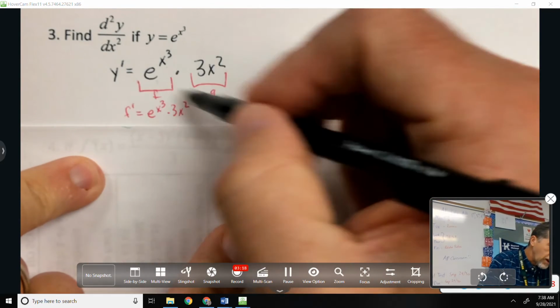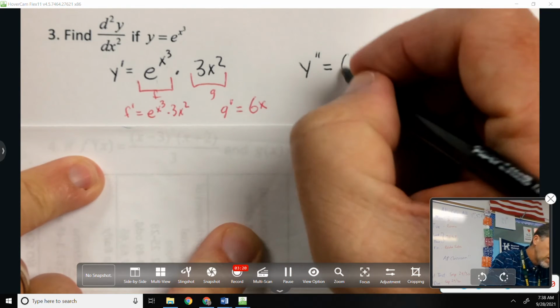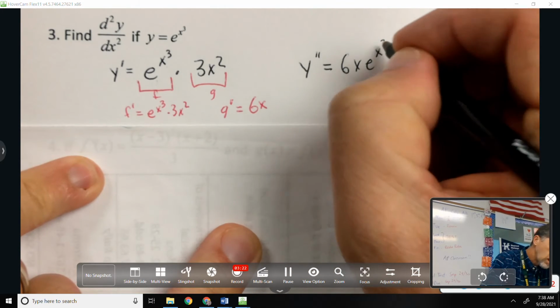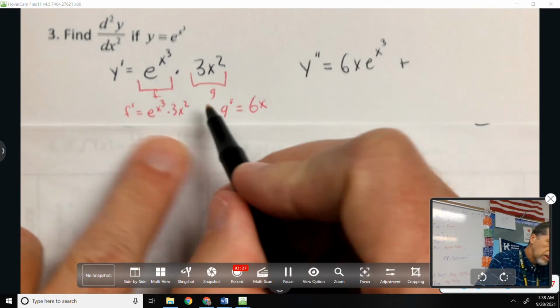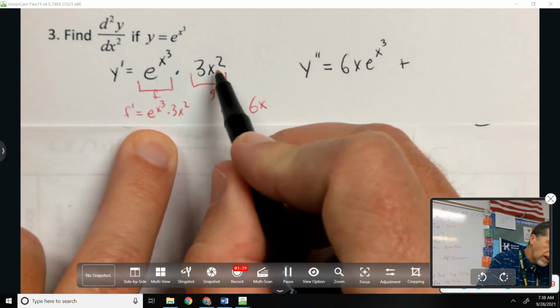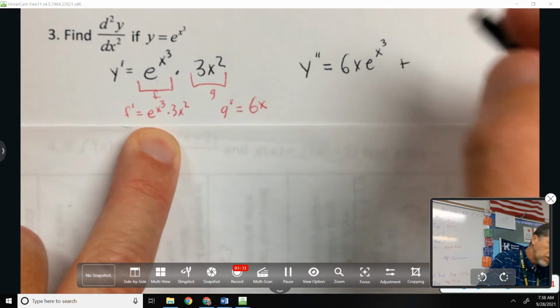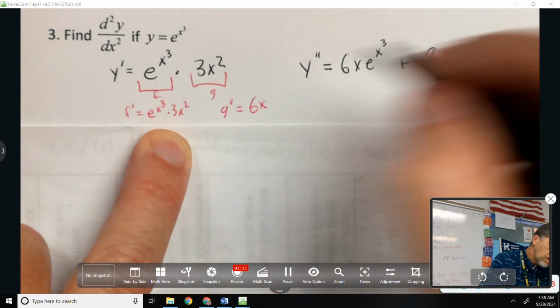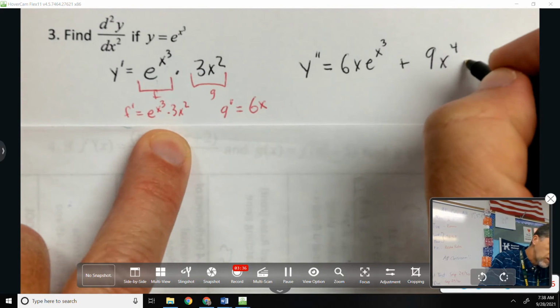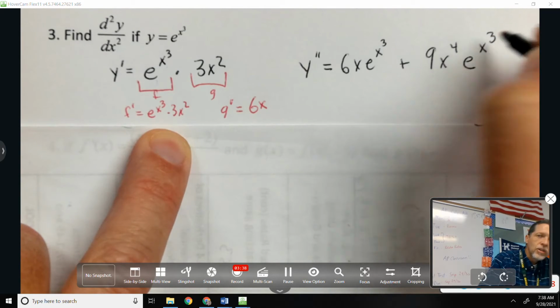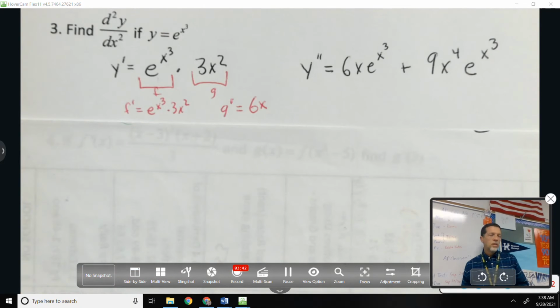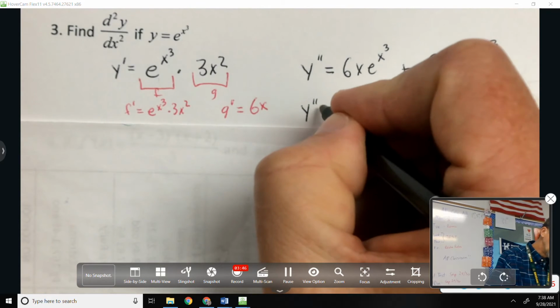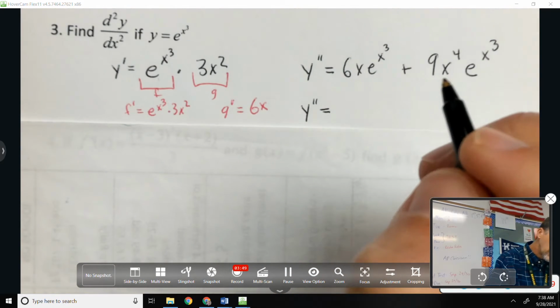So let's go fg prime plus gf prime, and I'm going to save a little bit of time here. So the 3 times 3 is 9, x squared times x squared is x to the 4th, and then e to the x cubed. Perfectly acceptable answer. Multiple choice is going to force you into some algebra.